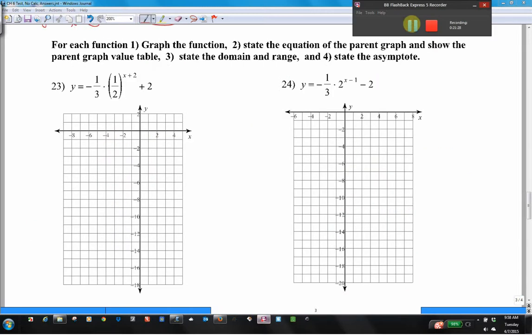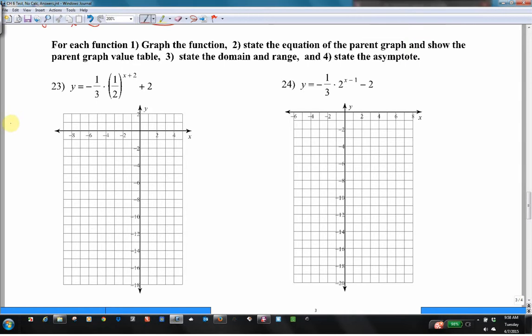Okay, now we're going to do 4 graphs, and one thing that's different than the instructions say is, actually, that's what I'm trying to say: we don't have to graph the parent function. All we have to do is graph the final function, but we do have to have the tables for both. So the parent graph of this exponential would be y equals 1/2 to the x. That's my parent graph. So let's go ahead and get some points for that.